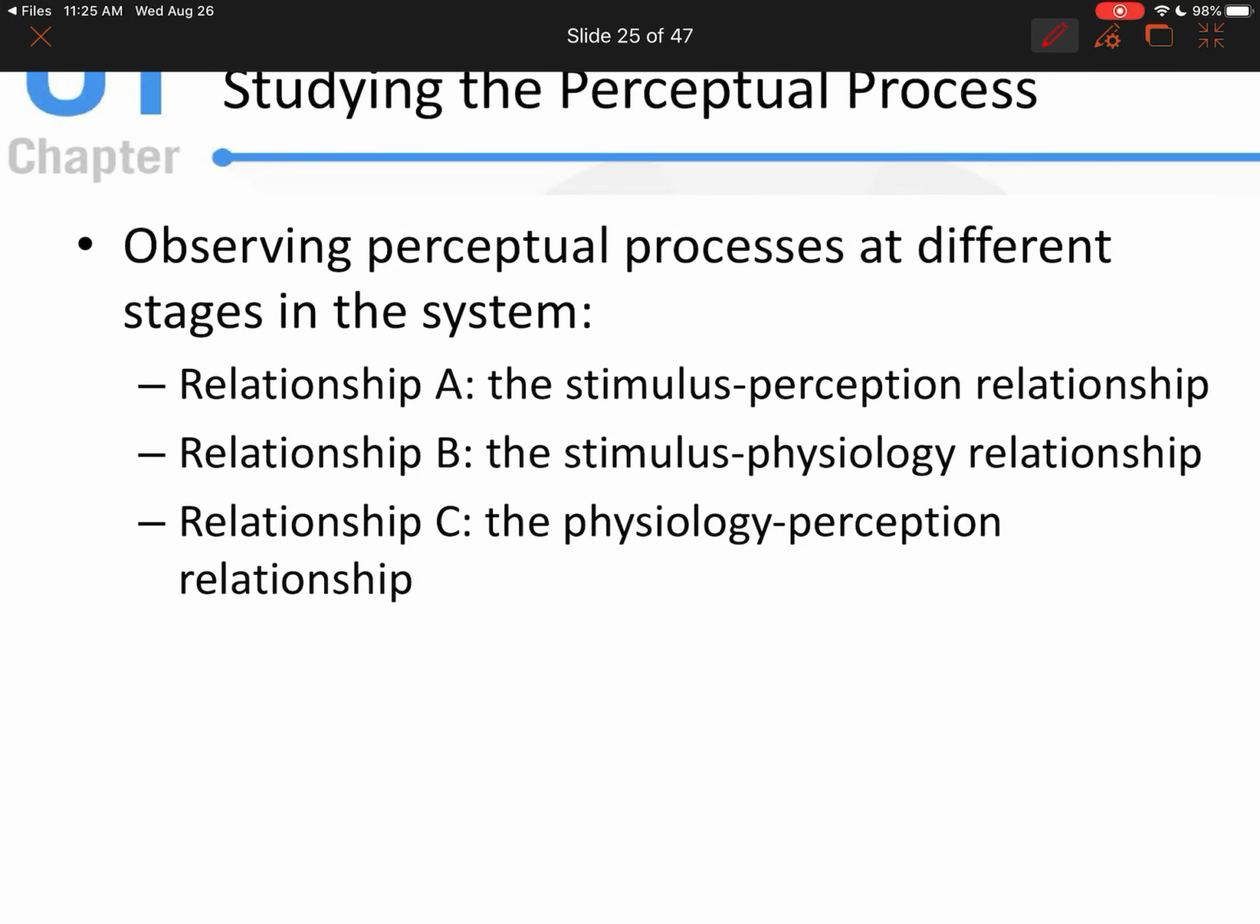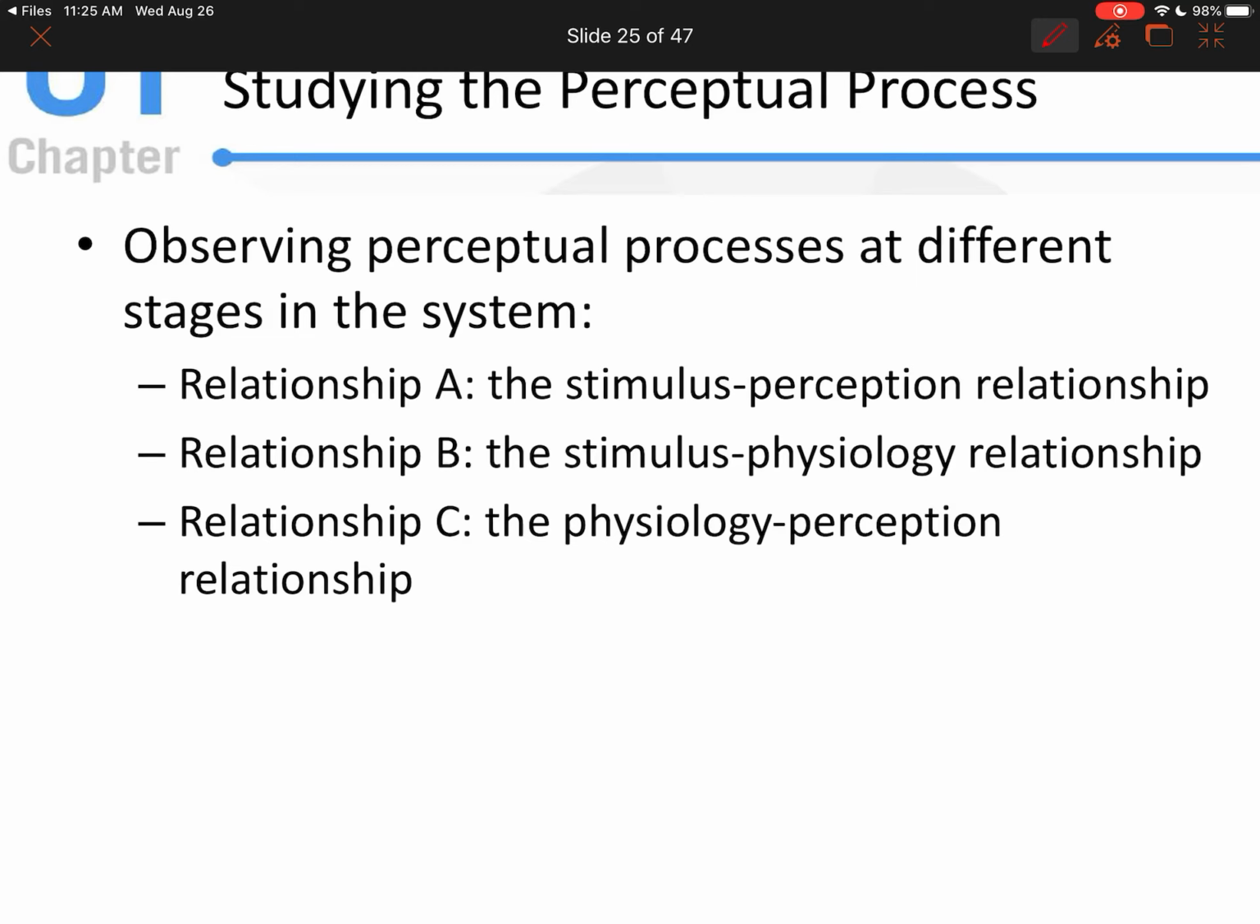Okay, so we are just picking right back up where we left off, and we had just talked about top-down and bottom-up processing. Now we're going to talk about how we study the perceptual process. We talked about those 7 steps at the beginning of the course, and we're going to talk about how we observe these perceptual processes at different stages. We've broken it down into 3 relationships, A, B, and C.